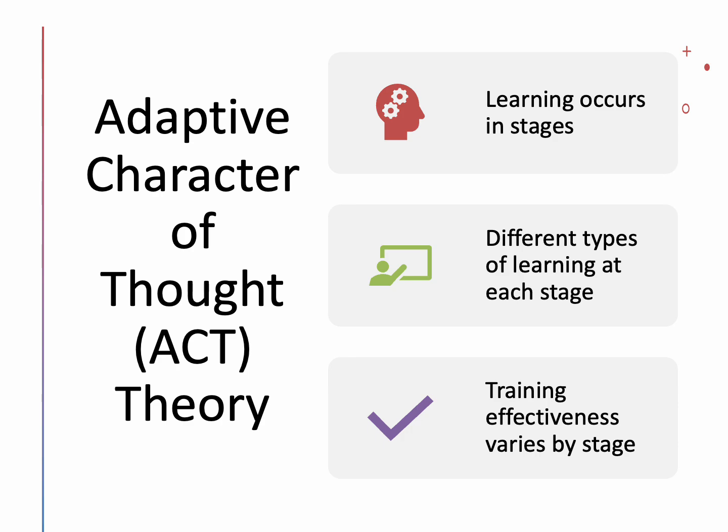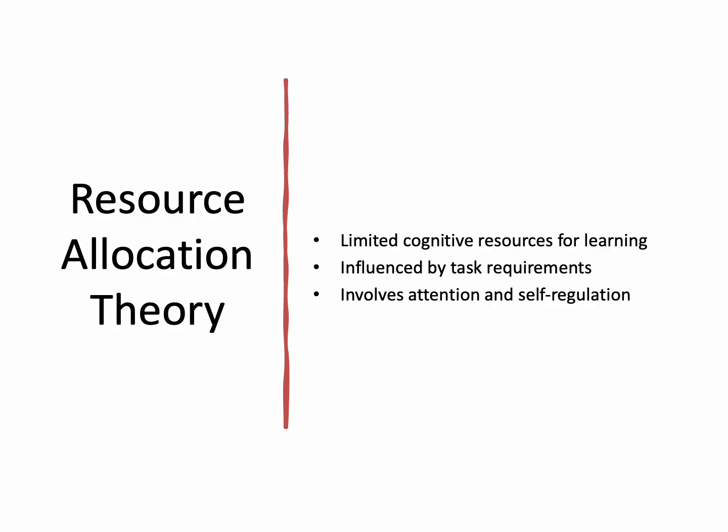employees progress effectively. Resource allocation theory suggests that individuals have limited cognitive resources for learning new tasks. These resources are influenced by task complexity, attention, and self-regulatory activities. For example, learning a complex software system requires significant mental effort, leaving less capacity for other tasks. Trainers must design programs that account for these limitations, using clear instructions or breaking tasks into manageable parts. Self-regulation, like setting learning goals, helps learners manage resources effectively.